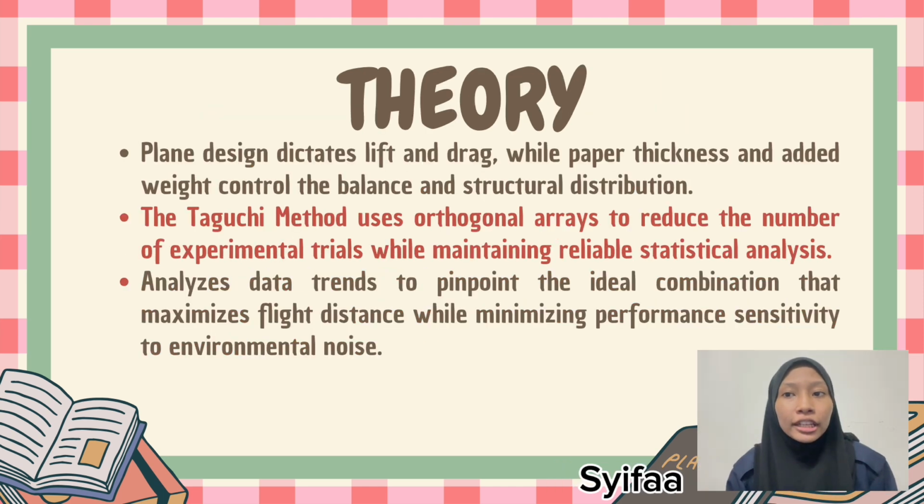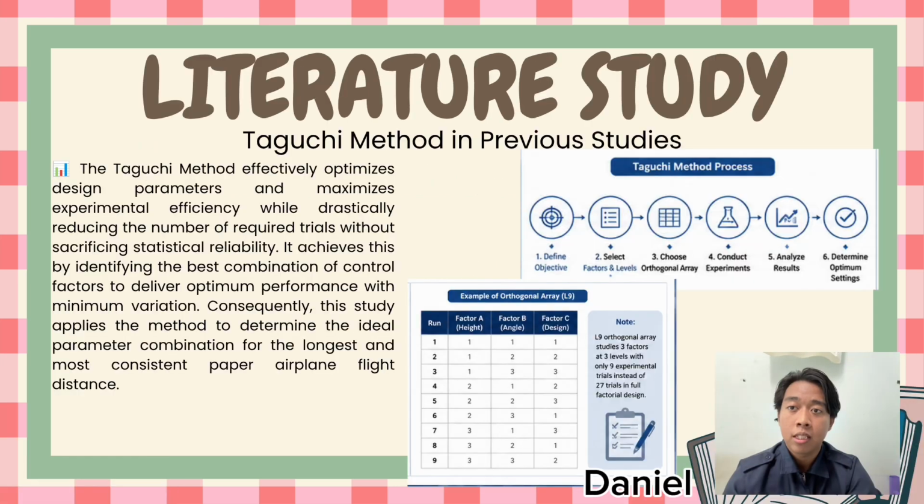For theory, the plane design dictates lift and drag, while paper thickness and added weight control the balance and structural distribution. The Taguchi method uses an orthogonal array to reduce the number of experimental trials while maintaining reliable statistical analysis. Analyze data trends to pinpoint the ideal combination that maximizes flight distance while minimizing performance sensitivity to environmental conditions.